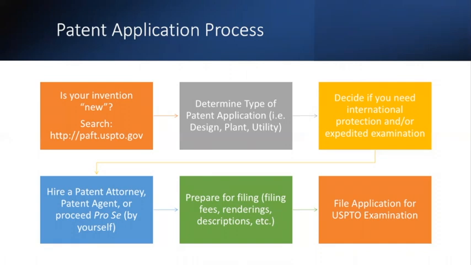Fifth, you need to prepare for filing, which includes drafting renderings and detailed descriptions following the USPTO's very stringent guidelines. Last, you are now ready to file your application. From the time of filing, it takes on average about 22 months for the USPTO to examine and make a final determination of the application.